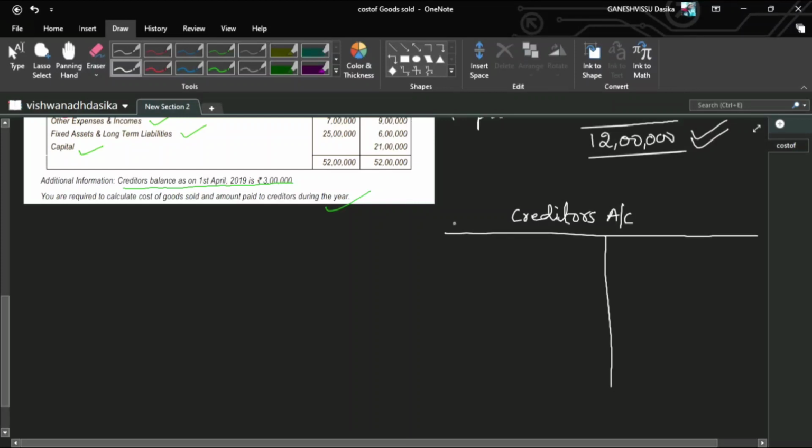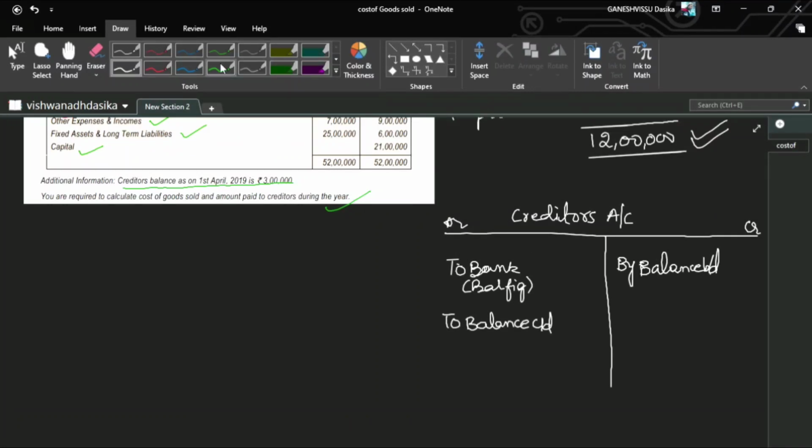This is the debit side, credit side, and here the amount paid to creditors is to bank account. This is the balancing figure which we have to find out. To balance carried on, we are going to take it from the trial balance, given by balance brought down, opening balance for creditors. They have provided the value of the brought down balance as 3 lakhs.